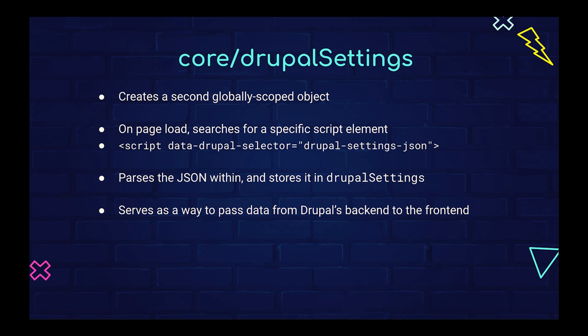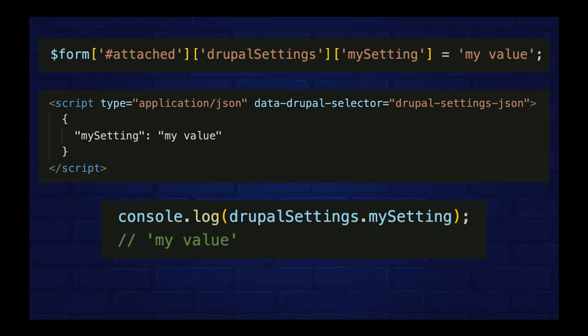On page load, what this is going to do is look for a very specifically crafted script tag. It's looking for data-drupal-selector drupal-settings-json. And inside that is a JSON object stringified out. It parses that and stores that JSON object under drupalSettings. So in your project, what you can do is attach stuff. So we have form attached, drupalSettings, where you might have libraries instead. You could go to drupalSettings.